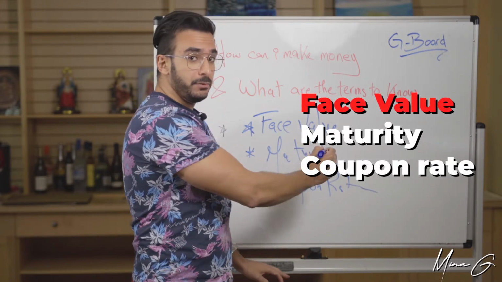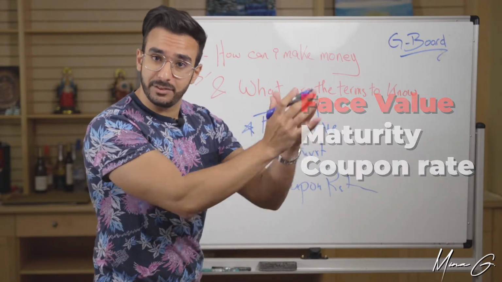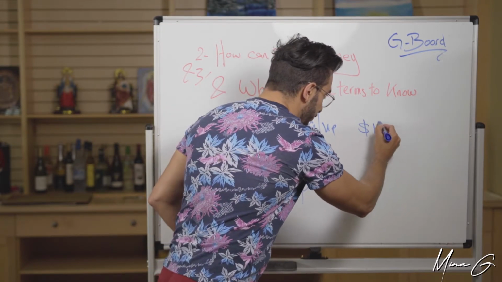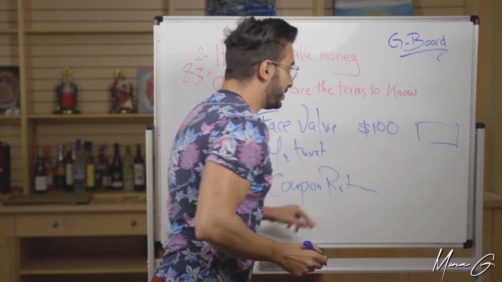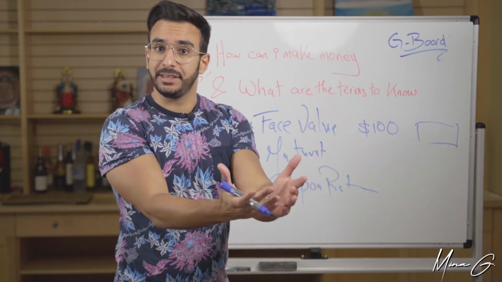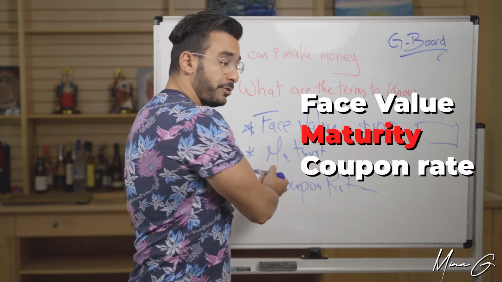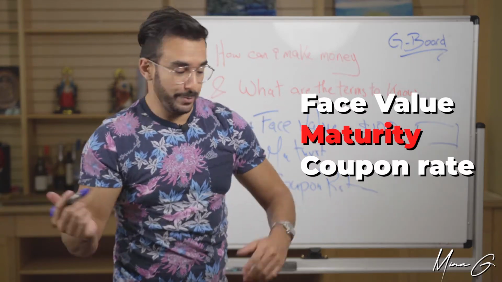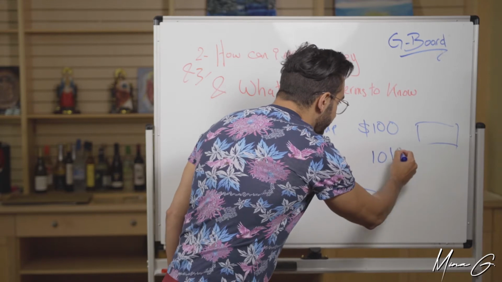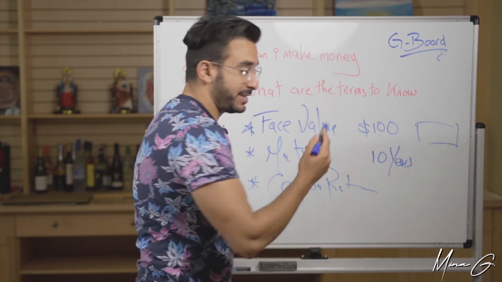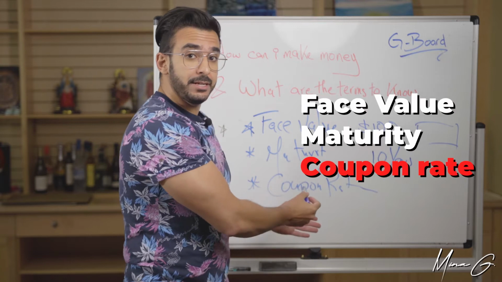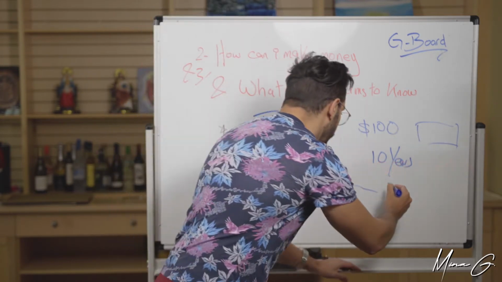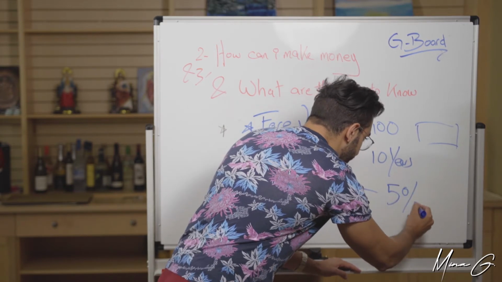Face value is basically the amount of money that you're loaning to the government or the company or whatever, that bond. So we'll call this $100. This bond's face value is $100 because you lent them $100. Very easy. The maturity basically means how long you're lending this money to the government. Let's say it's 10 years. That means its maturity is 10 years. Then there's the coupon rate, which is basically how much they're promising you as interest. Let's call it 5%.